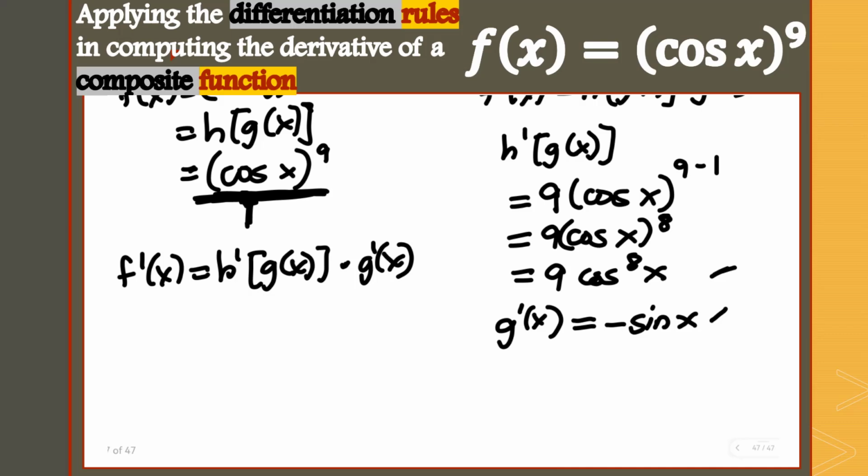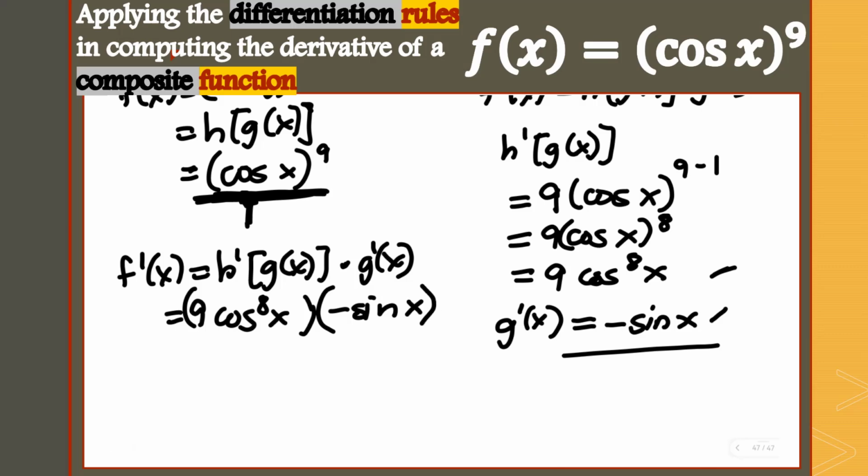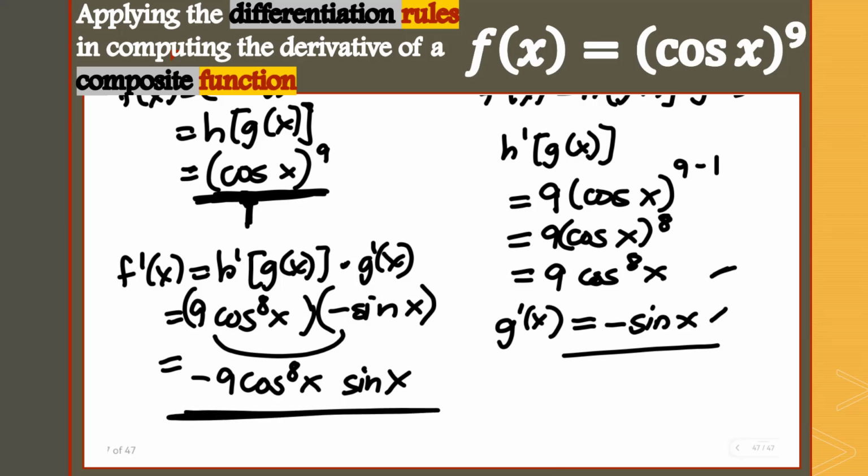First, this form: you have 9 cosine 8 of x, and then times your g prime of x, which is negative sine of x. Take note, I am always using parentheses when indicating multiplication, so that I will not be confused with signs and all other terms that need to be distributed if there are any. Final form: negative times 9 is negative 9 cosine 8 x, and you have here sine x. So this is already okay as the final answer for this given function.